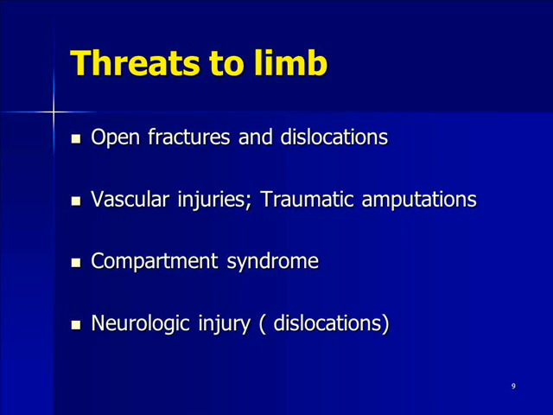And limb-threatening injuries are, for example, open fractures and dislocations because of risk of infection, vascular injuries, and even traumatic amputations. Of course, the latter can also be life-threatening. Compartment syndrome, a common, usually quite insidious problem that we may need to look out specifically for. And neurologic injuries, especially common in dislocations. For example, posterior dislocation of the femur can cause a sciatic nerve injury.